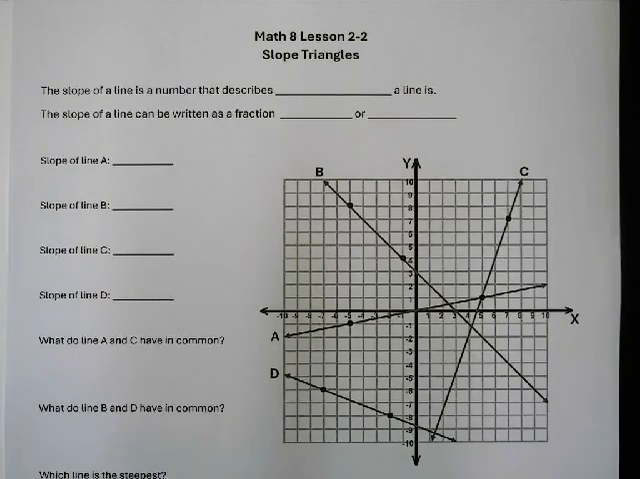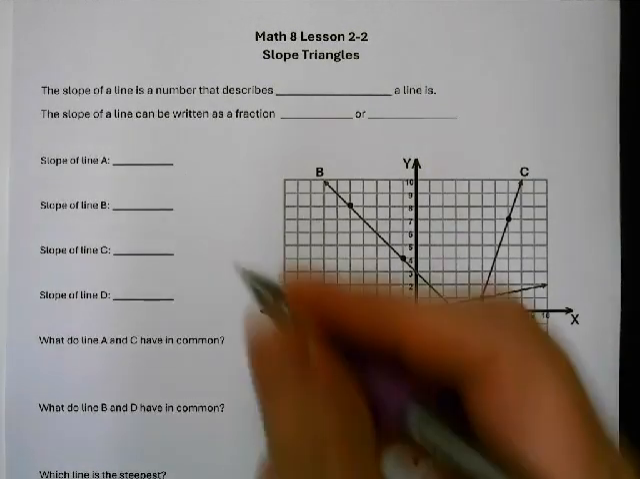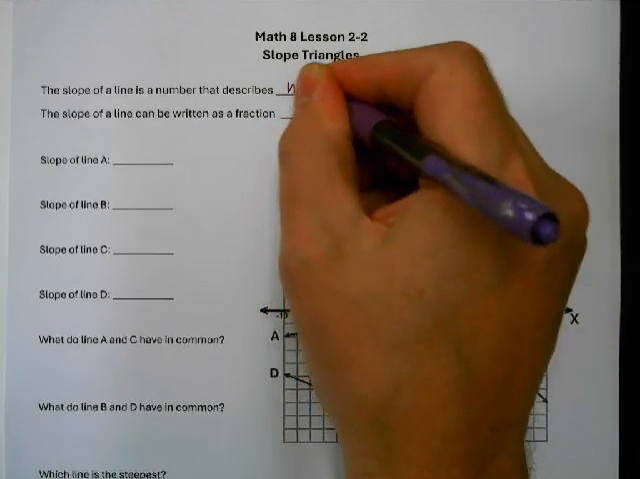All right, Math A, here we go. We got lesson 2-2. We're going to start talking about slope triangles. Now that we got all the vocabulary out of the way for our coordinate plane, we're going to start talking about something called slope. The slope of a line describes how steep a line is.